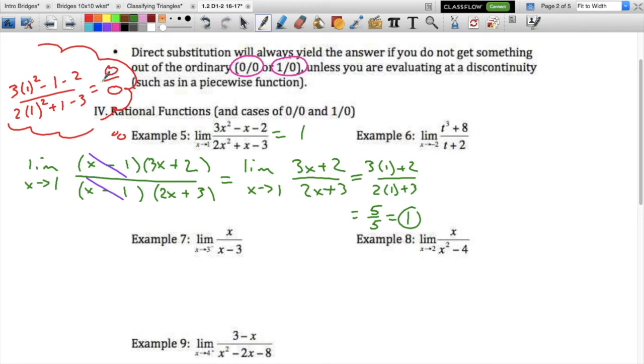All right, let's talk about this one. I need some space. All right, let's try direct substitution because you never know, right? Negative 2 to the third plus 8, and then we got negative 2 plus 2. So negative 2 to the third is negative 8, and that plus 8 is 0, and then negative 2 plus 2 is 0. So 0 over 0. Okay, we got to do some more work, right? Direct substitution did not work. We need to do something else.